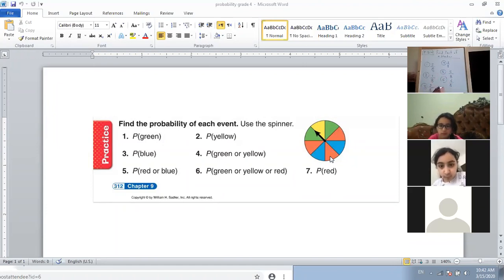Now we are in question number 7. The probability for red. How many red parts do I have here? 3. 1, 2, 3. So you have to write 3 out of 8. Okay? How can we find the 8? You have to count all of the parts together. If you count it all, the answer will be 8. This lesson, we took it before. This is a quick revision for you. Now we will begin with our lesson.